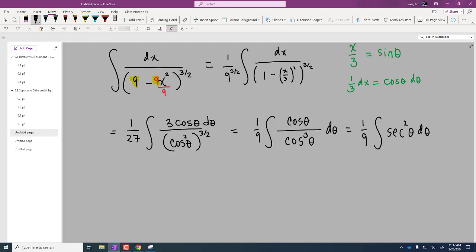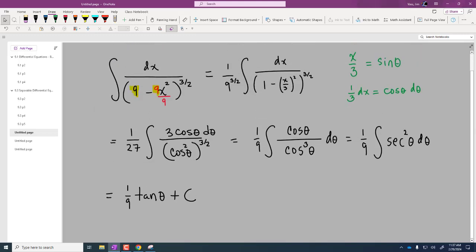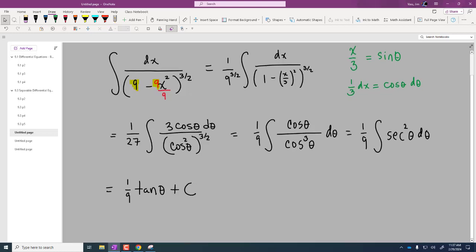Can we integrate secant squared? Do we know a function that has secant squared as its derivative? Tangent. Right? Integral of secant squared is tangent. All right. Now we have to get back to where we started, x. So we have to create our triangle. If we always draw it as if it's a triangle in quadrant 1, you will end up with the right answer. So we draw it like it's in quadrant 1.